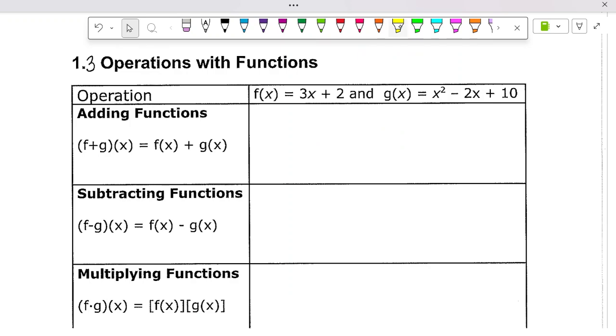So first off, the very simple adding functions. Now, for each of these examples, we're going to be using these two functions. So f of x, which is 3x plus 2, and g of x, which is x squared minus 2x plus 10.